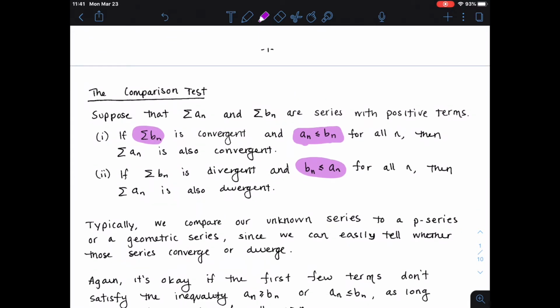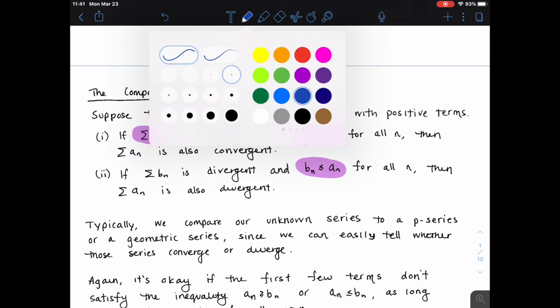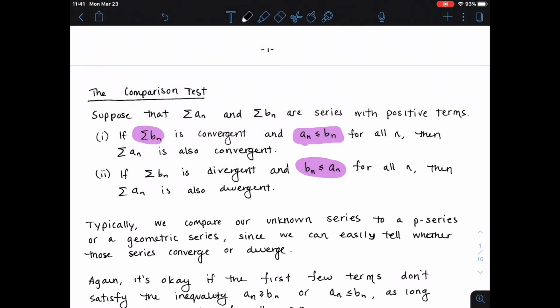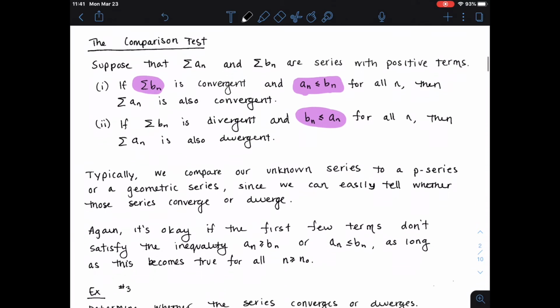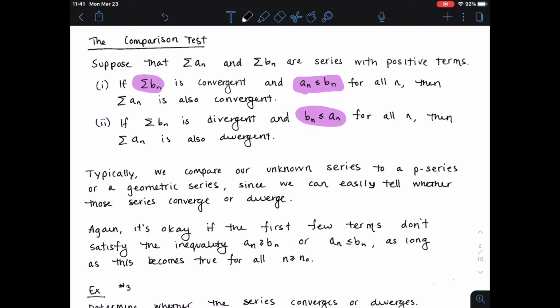So you're going to want to make a comparison with what you're given to a p-series or to a geometric series, because they have the really nice criteria based on the common ratio and based on the power. You know immediately whether it's convergent or not. And so you need this inequality to be true. Showing the inequality is the most difficult part.